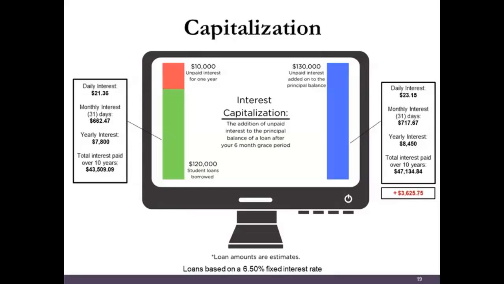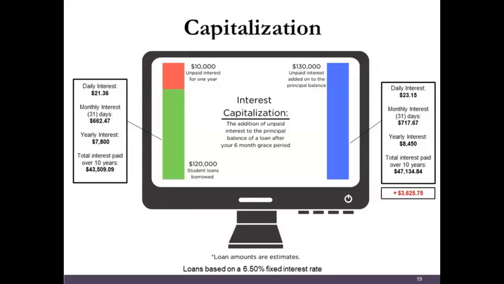Their monthly interest on a month that has 31 days is $662.47. Their yearly interest is $7,800. The total interest paid over 10 years is $43,509.09.